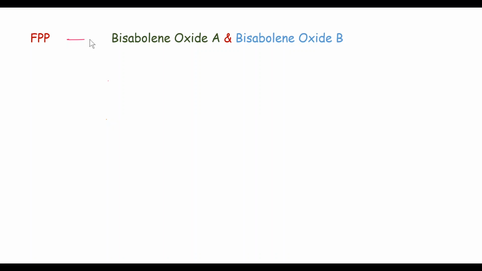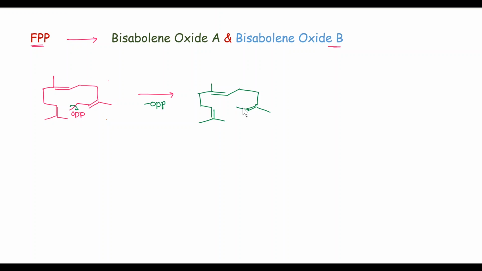Next, we will see the biogenesis of bisabolene oxide A and bisabolene oxide B from FPP. So, first the structure of FPP. Here, use EZ FPP. Here, OPP. So, in the first step, loss of OPP. On loss of OPP, we get a positive charge here, and this cation is called the farnesyl cation.